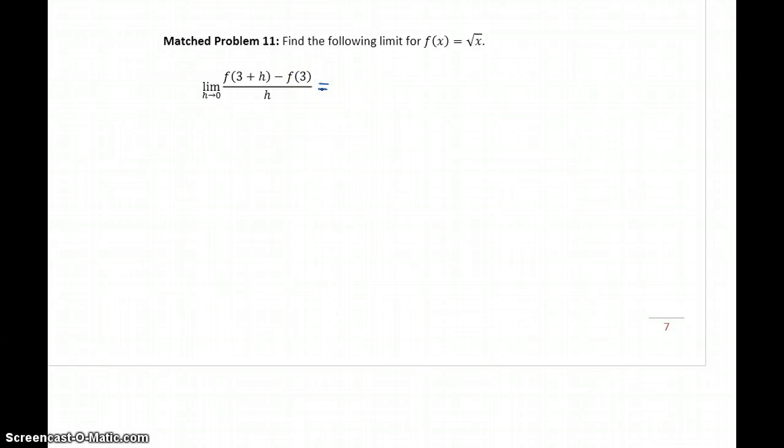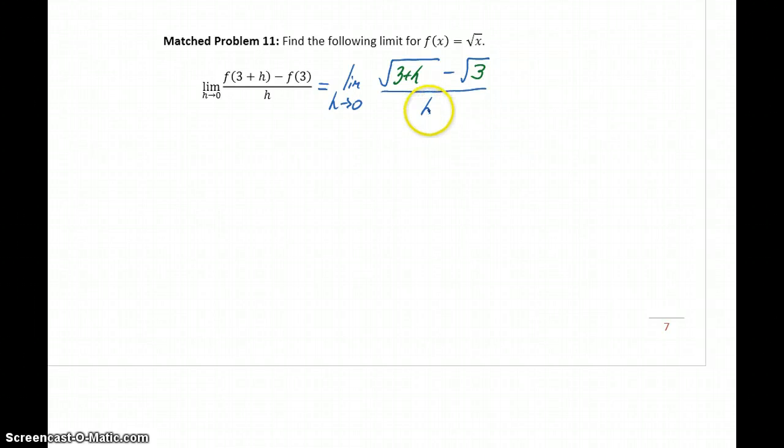So we'll start off by plugging in our function, instead of writing things in function notation. So this is going to be the limit as h approaches 0 of the square root of 3 plus h minus the square root of 3 over h. So our goal is still to get this h in the denominator to cancel out. As this problem stands, there's nothing we can really do to simplify the numerator.